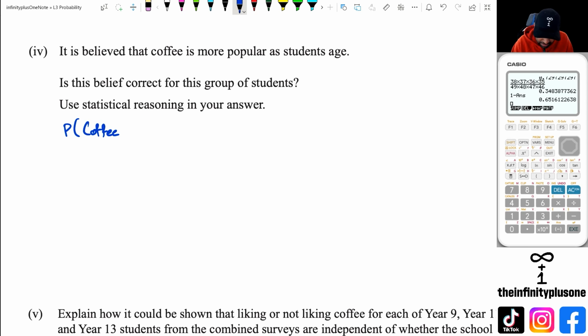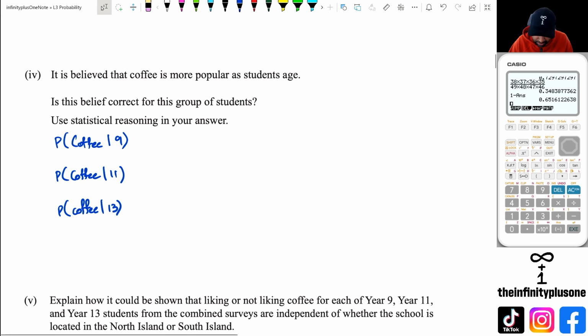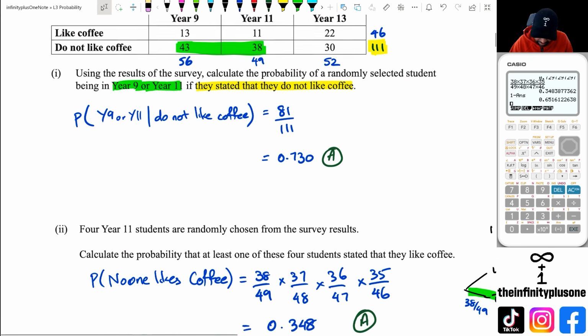So probability that they like coffee given that they're year 9. Then we're going to look at probability they like coffee given that they're year 11, sorry, not 10, 11. And given that they're year 13. So I've got to go back to the original table. So have a look at what's the probability that they like coffee given that they're year 9.